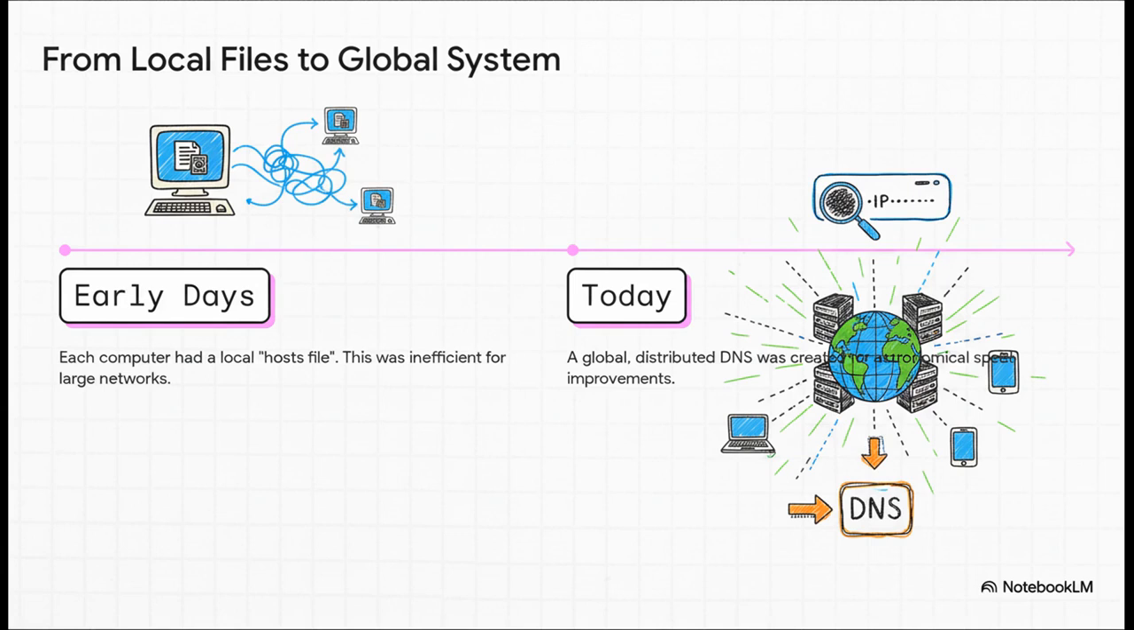But it wasn't always this slick. Way back in the early days of the Internet, things were messy. Every single computer had its own little local address book called a host file. And yeah, that was fine when there were only a handful of computers. But as the network exploded in size, it became a total nightmare to keep everything updated. It was slow, it was clunky, and out of that chaos, the global DNS we know today was born.